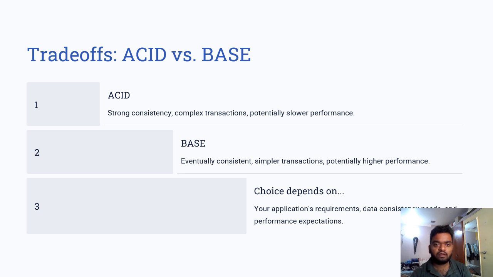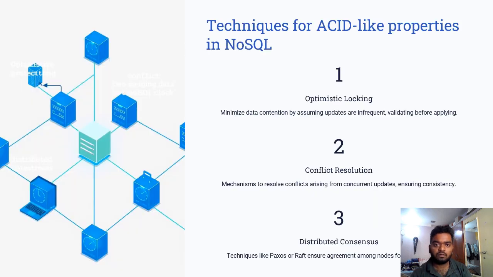Trade-offs of ACID versus BASE. ACID offers strong consistency and complex transactions, potentially with slower performance. BASE offers eventual consistency and simpler transactions, with potentially higher performance. The choice depends on application requirements, balancing data consistency and performance.